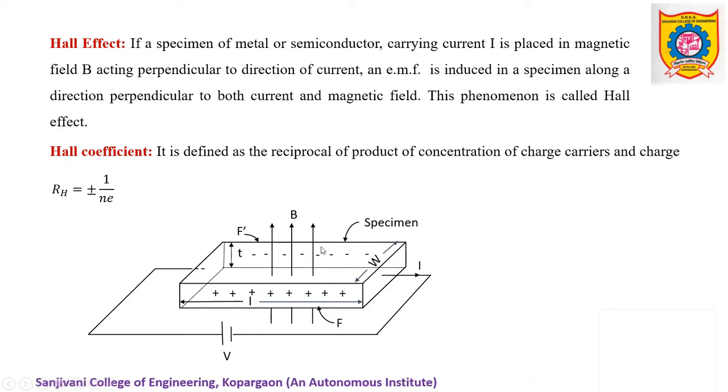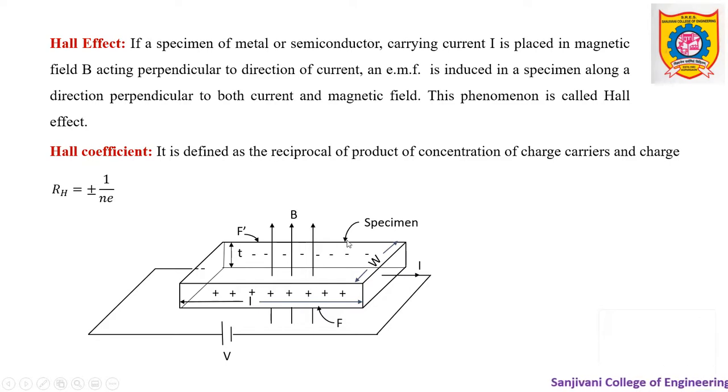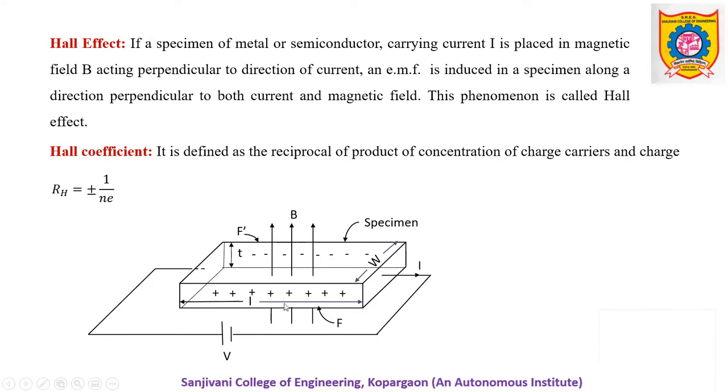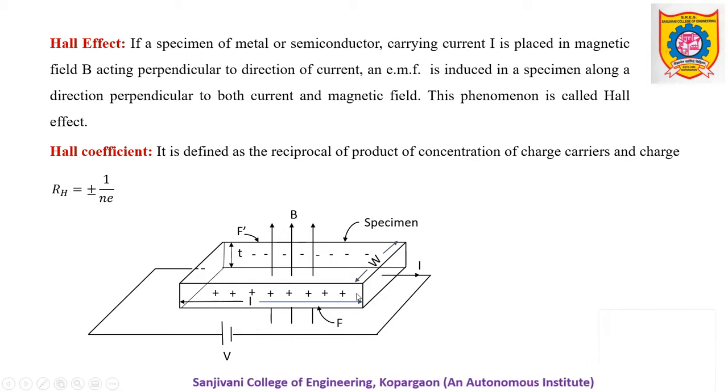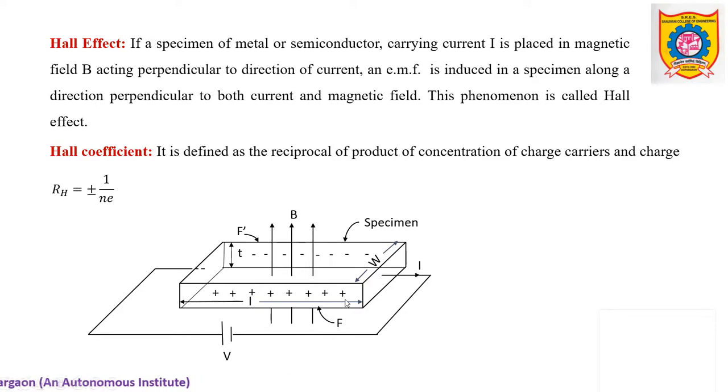Initially, this specimen was neutral in nature when there was no magnetic field. But when we put on this magnetic field, these charges get accumulated, and hence there is net positive charge on surface F and net negative charge on surface F dash. That is, across these surfaces F and F dash, some potential difference is developed. That is the EMF. As these two surfaces are separated by a distance W, when we divide this potential difference by the distance, it gives us the corresponding electric field.